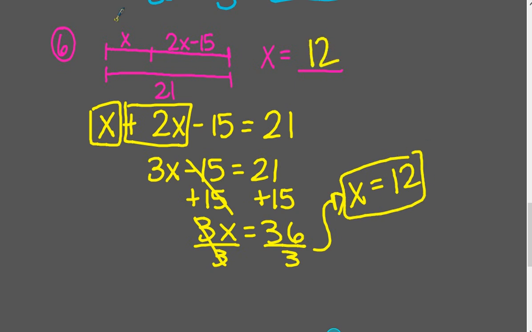So again, I can replace this. If I plug in a 12 here for x, that would just be 12. And then here I would have 2 times 12 minus 15. 2 times 12 is 24. 24 minus 15 is 9. So it's 12 plus 9. Is that 21? And yes, it is. So that's again how you can check yourself on these.